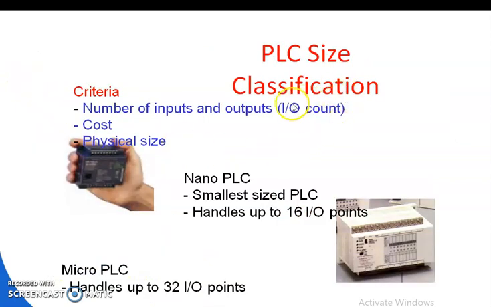Then PLC size and classifications. First, depending upon the criteria, the number of inputs and outputs, or I/O count, must be numbered. Second, PLCs have several costs, and the physical size is also smaller. Nano PLC, a smaller sized PLC, handles up to 16 I/O. Then these are two different PLC sizes, with the input output I/O count marked in two different figures.